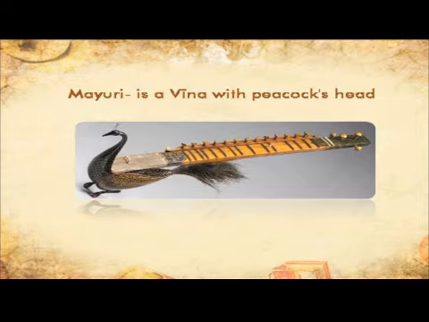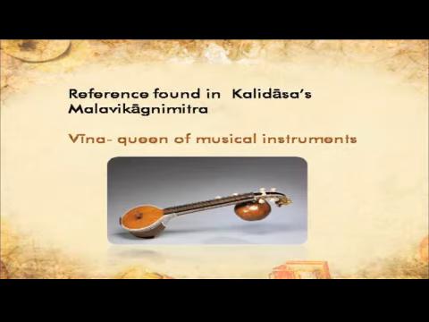The Mayuri is a veena with a peacock's head. Reference to this is found in Kalidasa's Malavikagnimitra. The veena is considered the queen of musical instruments.